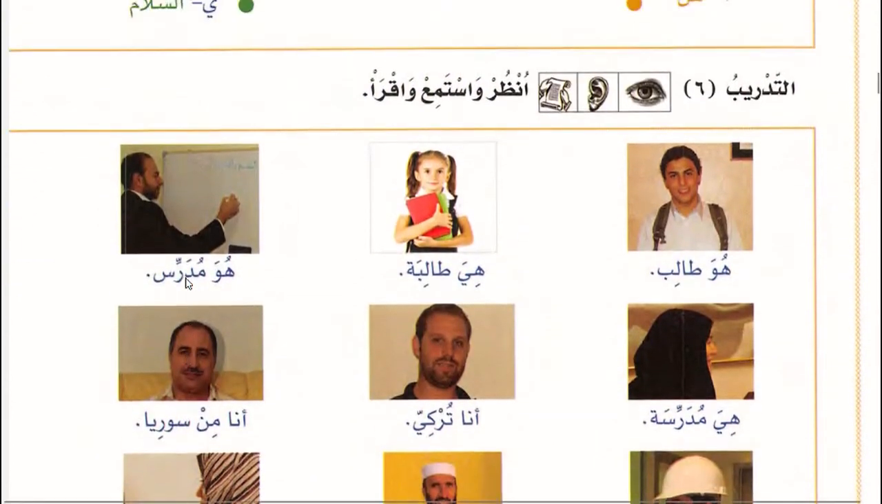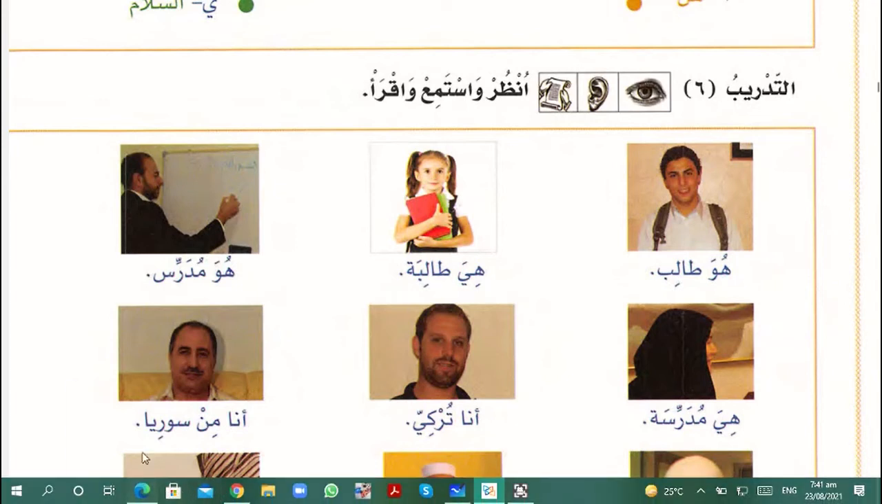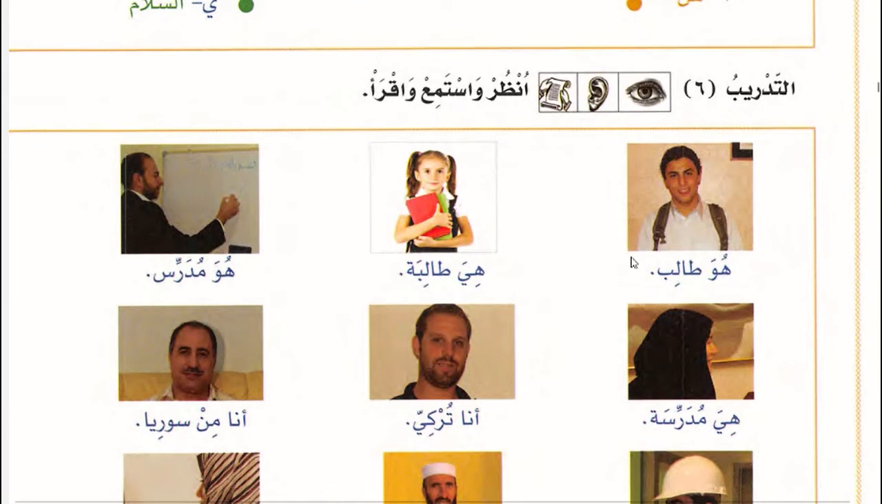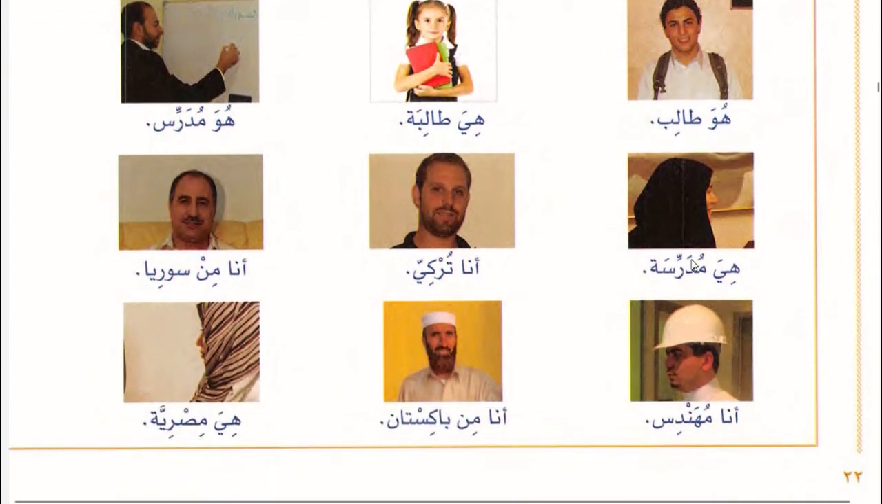Again, unzur wastami wakra, look and listen and read. Again, I recommend you to translate these sentences and submit them in Google Classroom. You will not find it in homework number 3, but still I recommend you to submit it in homework number 3. So huwa talib, he is a student. Hiya taliba, she is a student. Huwa mudarris, he is a teacher. Hiya mudarrisa, she is a teacher.